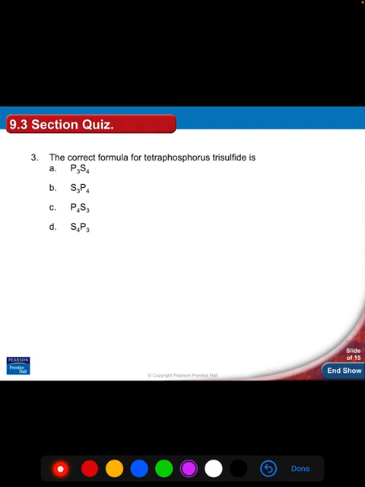And finally, what's the correct formula for tetraphosphorus trisulfide? So that would be, phosphorus's symbol is P, 4 of those. And sulfide, the -2 charge, is, but this is not an ionic compound, so this is different. Trisulfide would be 3, so it would be P4S3. And, some of these are reversed. This one's just the reverse, but we're going to write it the way it's named.